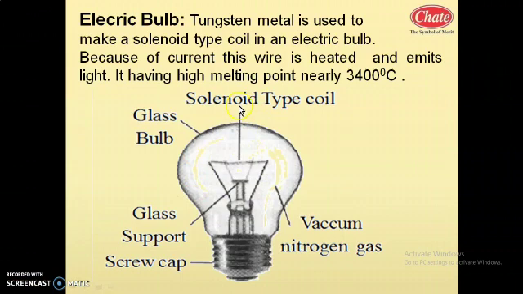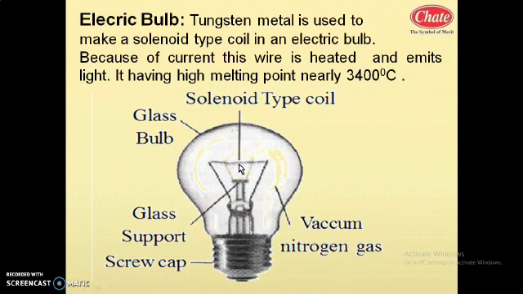Another example of heating effect of electric current is the electric bulb. This is the diagram, or the photo, of an electric bulb. In it, either vacuum or nitrogen gas is filled, so that it avoids corrosion or breaking of the coil. Here it is a solenoid type coil, meaning a spring type coil. So the length is more, and as the length increases, resistance increases.